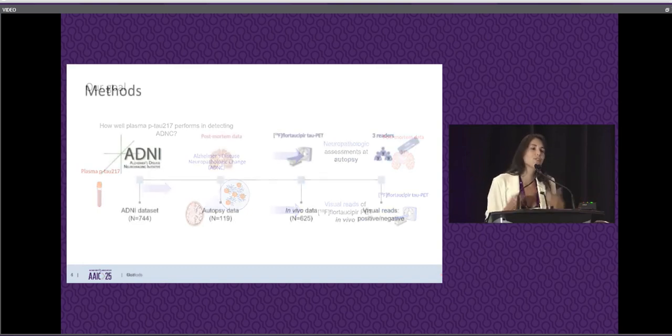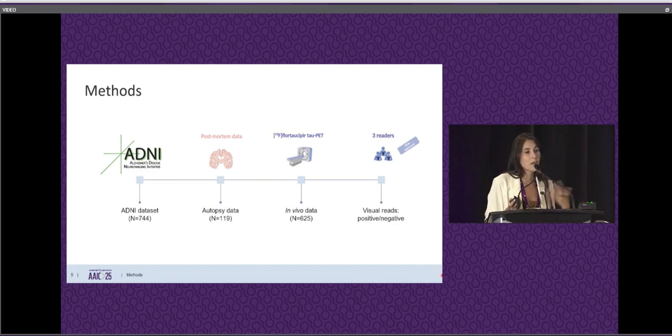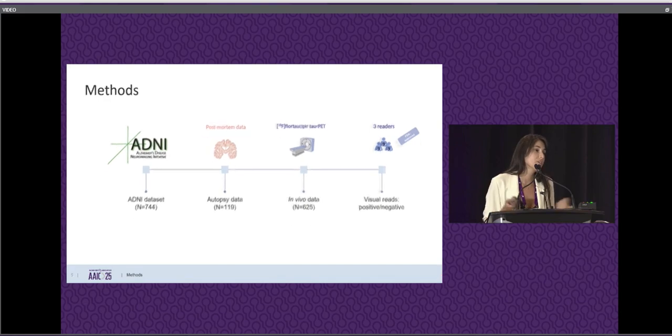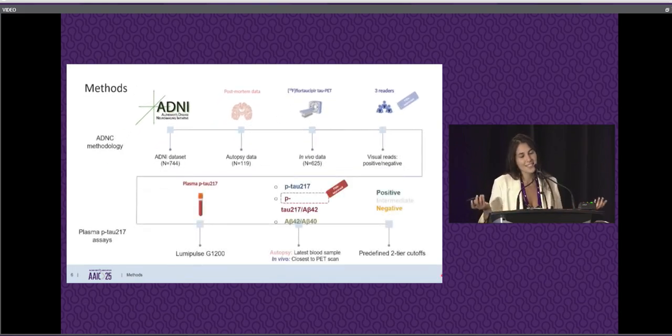And how did we do this? Of course, using ADNI. So autopsy data, 119 people, and we have over 600 with fluorotaucipir. All of the scans went over 3 readers to assess if they're positive or negative, FDA approved. And then, of course, for the plasma, ADNI did us the favor and has Lumipulse, so we can finally assess how the approved one performs for ADNC, using the predefined cut points. And by predefined, I mean the approved ones for the p-tau217 to amyloid beta ratio, we just use the ones that they propose from ADI.